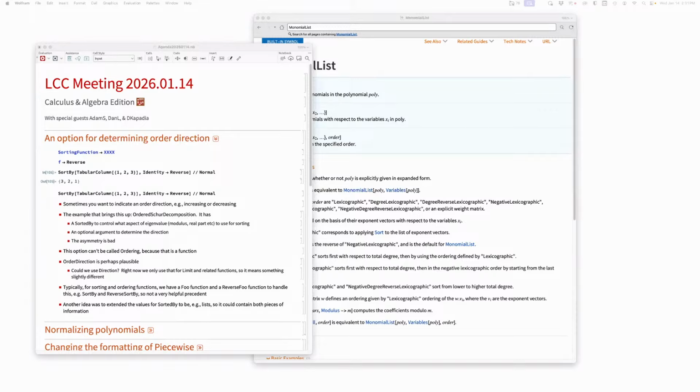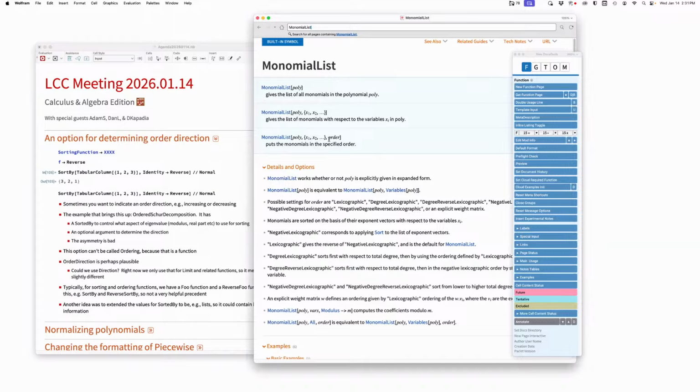What is the generic name used? The monomial list, for example, has it as an argument. And right now, ordered Schur decomposition has it as an argument too. No, it has it as two separate things, right? The optional argument is only increasing or decreasing, the string increasing or the string decreasing. And then there's a separate option sorted by that also takes only string arguments right now, which can be abs.